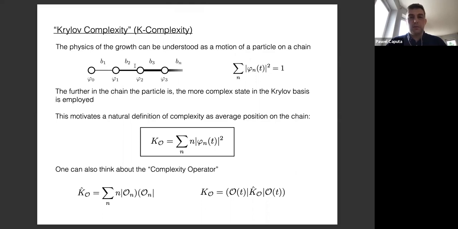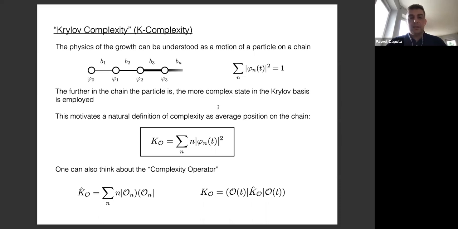And when I'm talking about probabilities, I mean that the sum over all these amplitudes, phi n squared, is equal to 1. The farther the particle is on the chain, the more complex the state in the Krylov basis needs to be to represent the operator. Initially the state phi 0 was very simple for a simple operator, but as the particle moves, as time progresses, you really need to represent this operator in, for example, phi 3 and phi n, and so on. And you remember, these are the states that correspond to these nested commutators of the Hamiltonian with the initial operator. So they are very complicated in this sense.